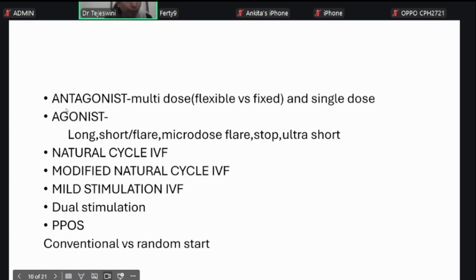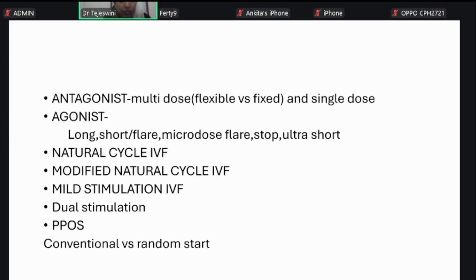So coming to the protocols which are used, the most common gold standard protocol which is used is the antagonist multi-dose flexible protocol, wherein we start with gonadotropins on the cycle day 2 or day 3, and then antagonist cetrorelix 0.25 mg subcutaneous is added once you see a dominant follicle of 14 or more. In fixed regimen, the antagonist is added from day 6 or day 7 of the stimulation, irrespective of the size of the follicle. On the contrary, there are single dose antagonist protocols also.